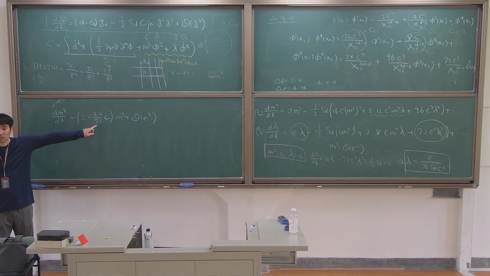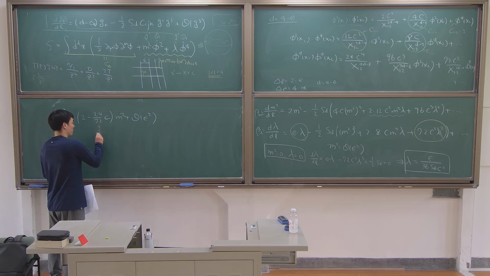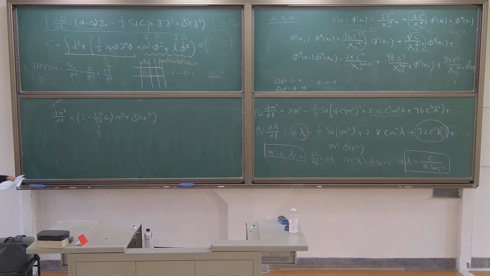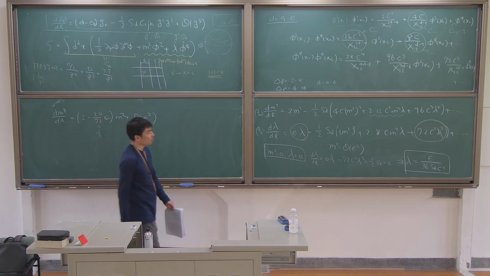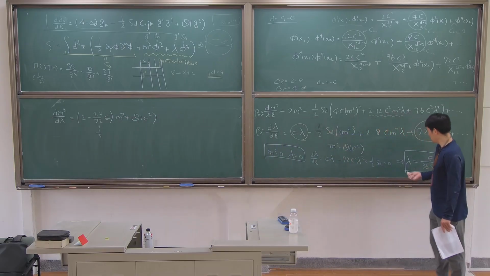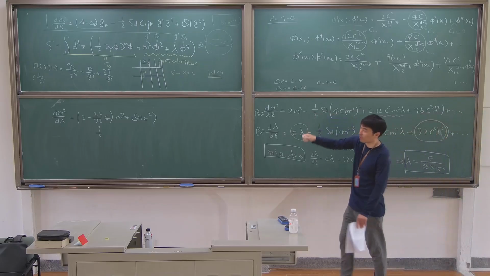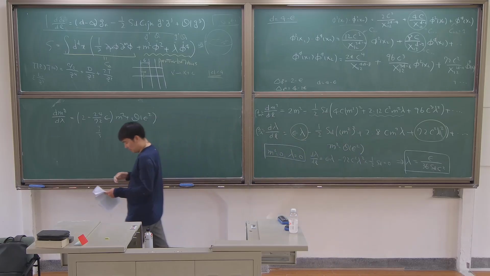What is 24 divided by 72? Can you simplify it? Okay, good. This is 1 over 3. Okay. 72 is coming from 2 times 36 is 72. 2 times 12 is 24.